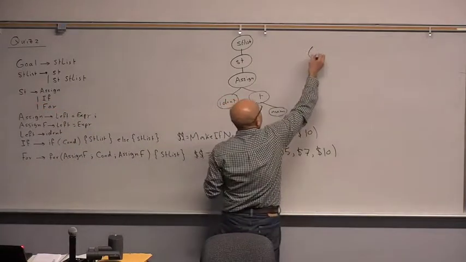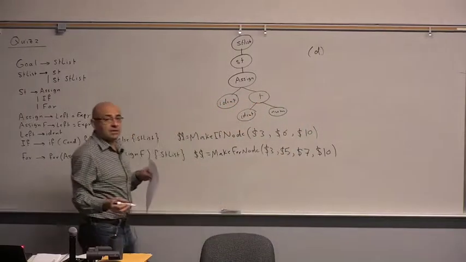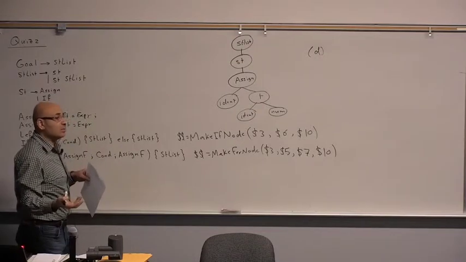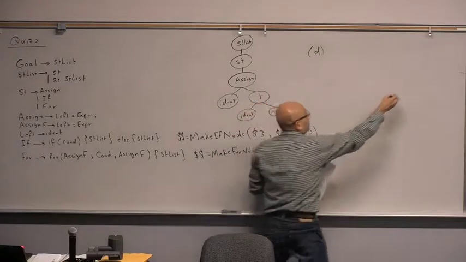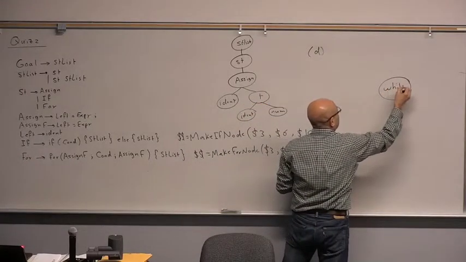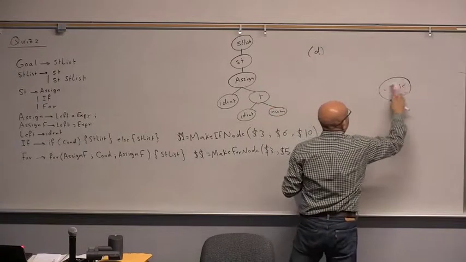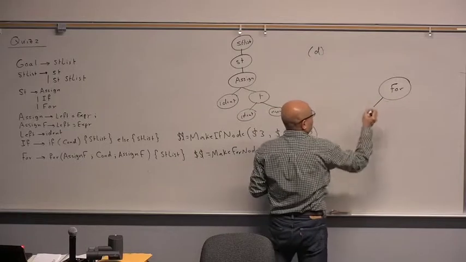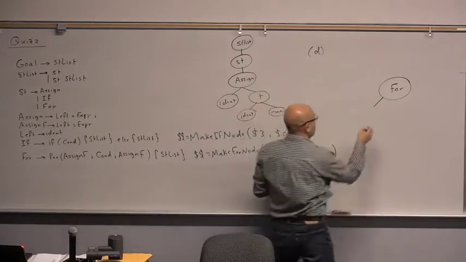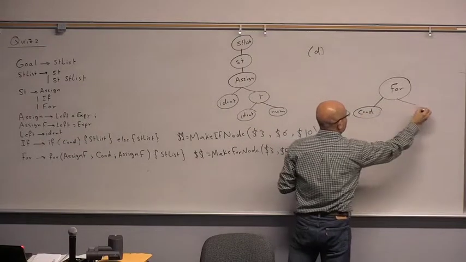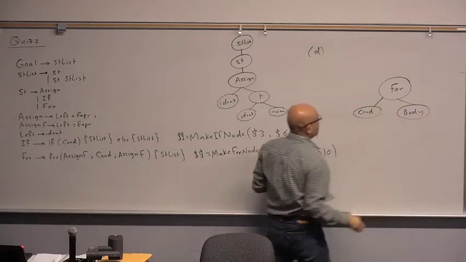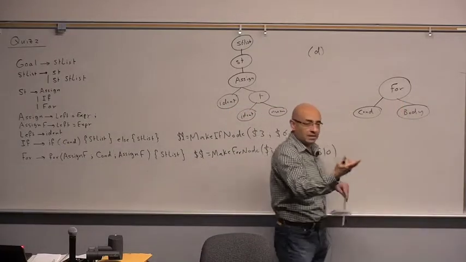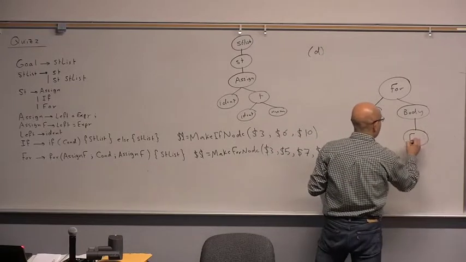So number D, the idea is to get the level of nesting. So the level of nesting is counting loops. You have to count the level of nesting. In this example, it's for. There is a condition, and there is a body of the for. But in the body of the for, you may have another for. So the body of the for will have a statement list, and in that statement list, there may be another for.